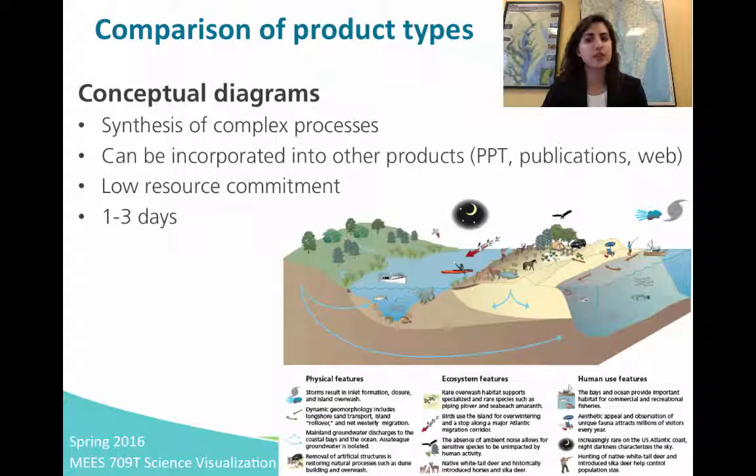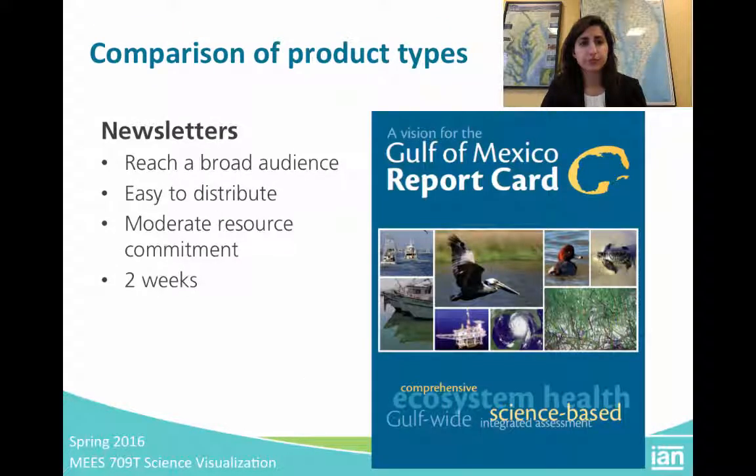So just looking at each of these briefly, conceptual diagrams, as we've talked about, synthesize complex processes, and they can be incorporated into other products, such as presentations, publications, and the web. Low resource commitment and 1 to 3 days. Newsletters reach a broad audience and they're easy to distribute, not that many pages, the weight and everything. They're a moderate resource commitment, and with a solid 2 weeks of work, you can create a good newsletter.